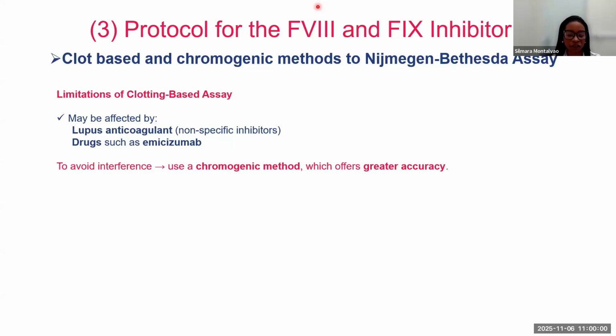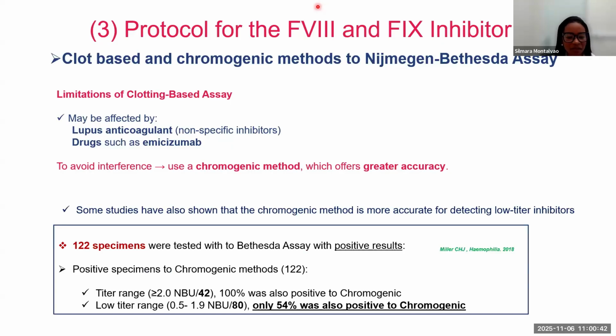Some points that Annette already showed us are very important here for the inhibitor. You can use the chromogenic method in two situations. If you have lupus anticoagulant in your sample, you can have a false positive result, and you can use chromogenic to solve it. If you have emicizumab, it's also important because emicizumab can show a normal result, a wrong result regarding the Bethesda titer. In some situations, specific studies show that the chromogenic method may give a better result when you have a low titer inhibitor.